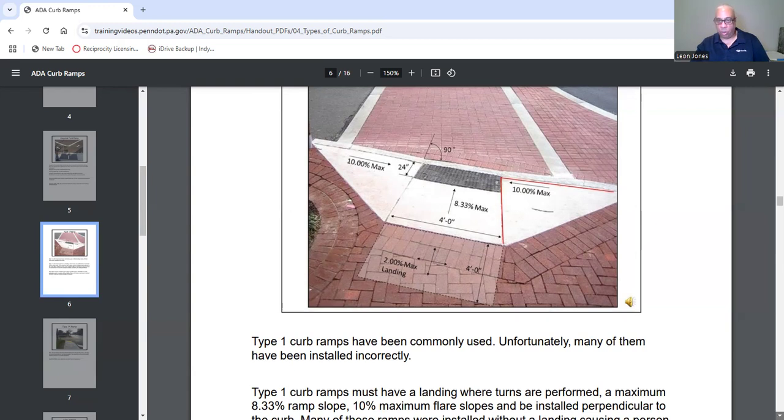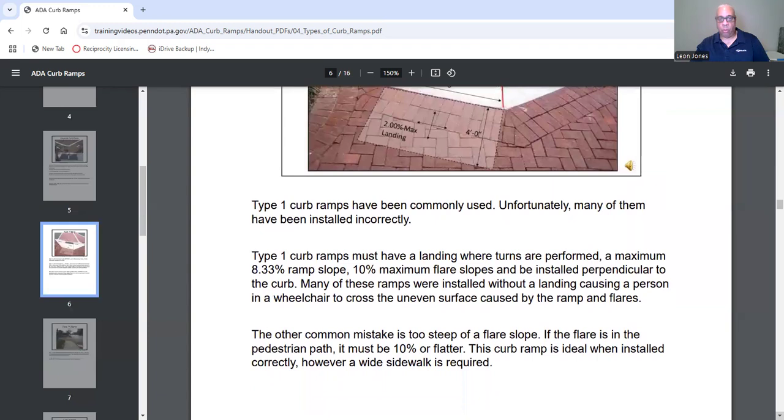This is a type 1 curved ramp. Now, type 1 curved ramps have been commonly used. Unfortunately, many of them have been installed incorrectly. Type 1 curved ramps must have a landing where turns are performed. So basically a maximum of 8.33 ramp slope, 10% maximum flare slopes, and they must be installed perpendicular to the curb.